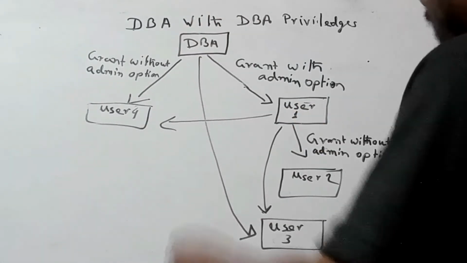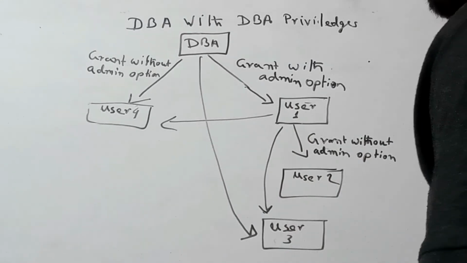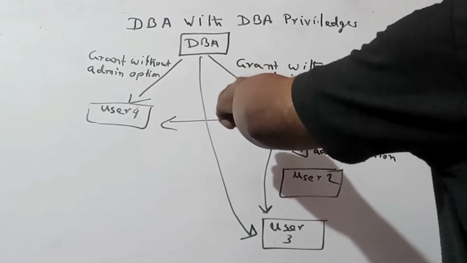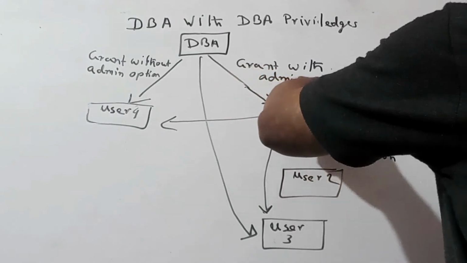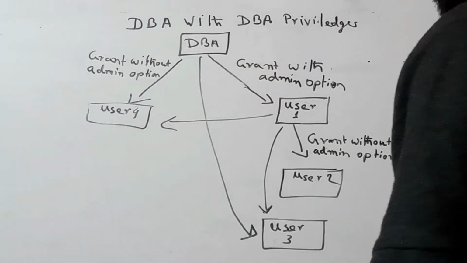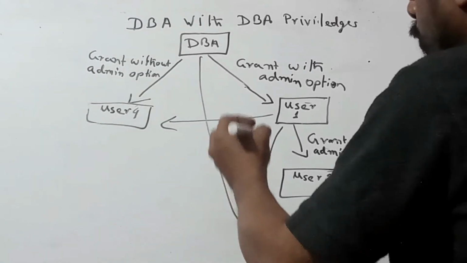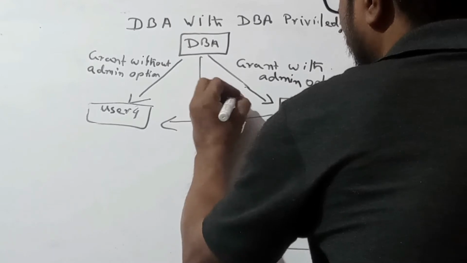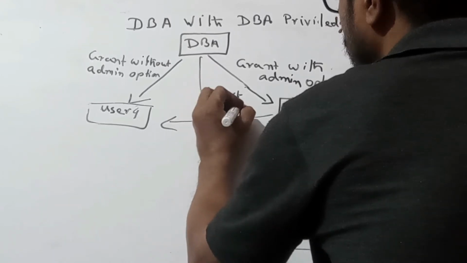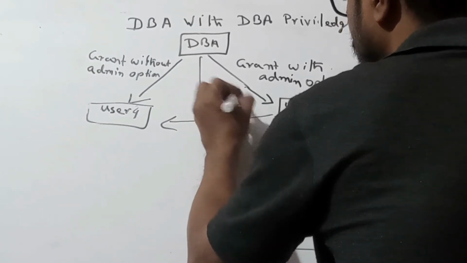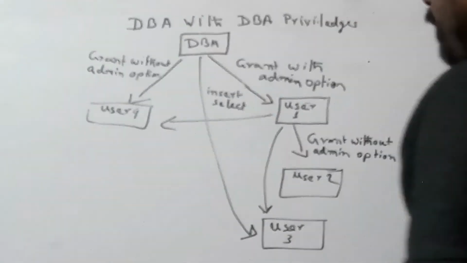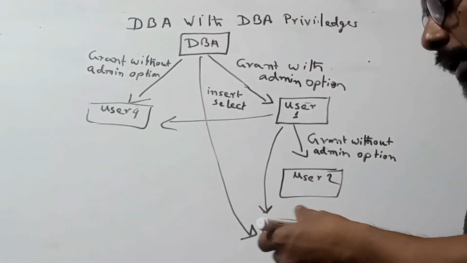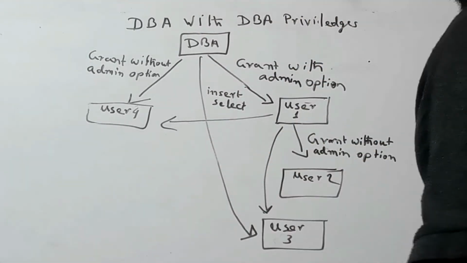So first, user 1 came. What exactly did the DBA do for user 1? The DBA provided a grant with admin option. Suppose, let us write, he provided the grant of insert and select. I am only providing those grants, which I have shown in my code.